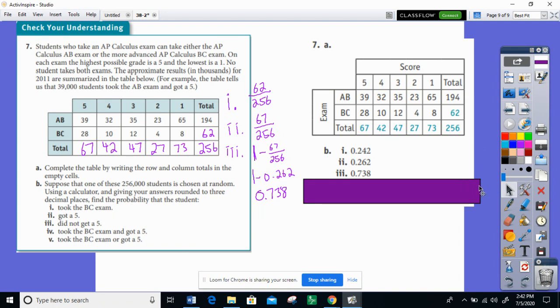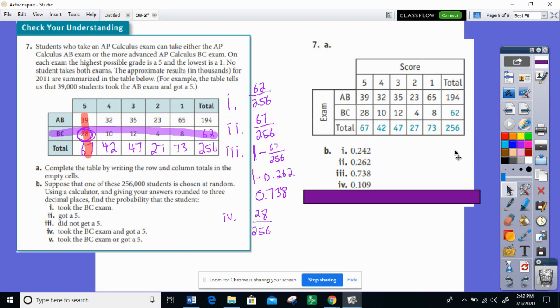Number 4 says, took the BC exam and got a 5. So how many students took the BC exam? That's everybody in this column. But we also want to include the students that got a 5. So that would be the students in this cell right here. So that would be 28,000 out of the 256,000 test takers. And if we convert that to a decimal, we're going to get 0.109. And then lastly, we want to, let me repair what I erased real quick.